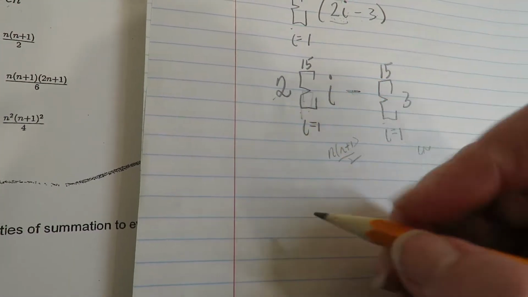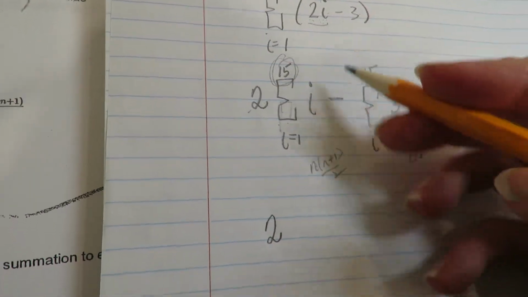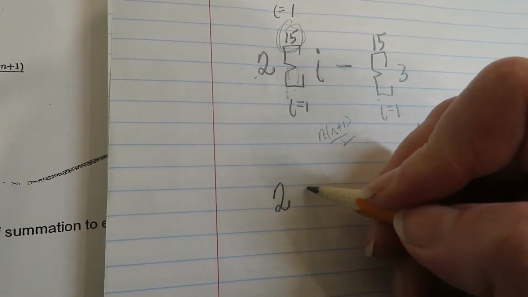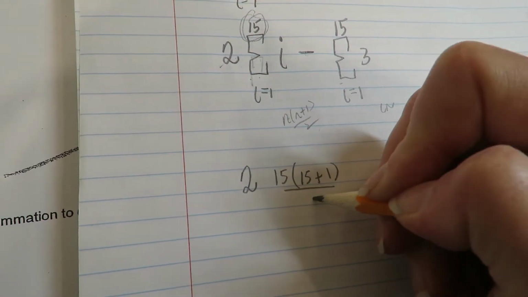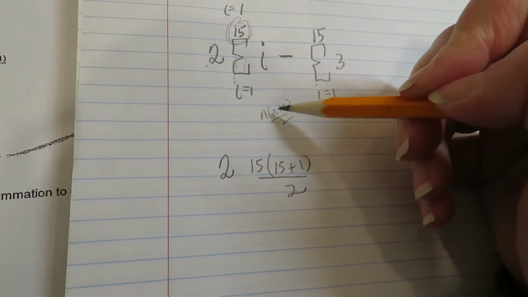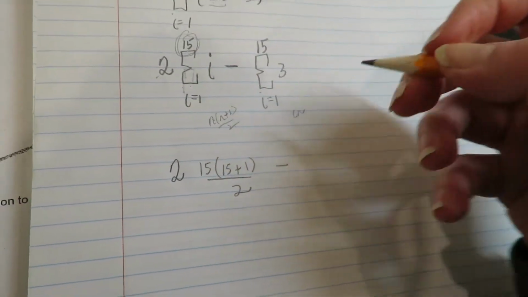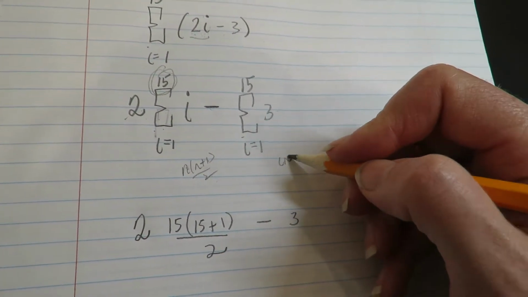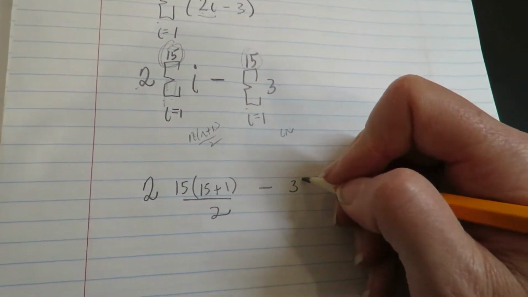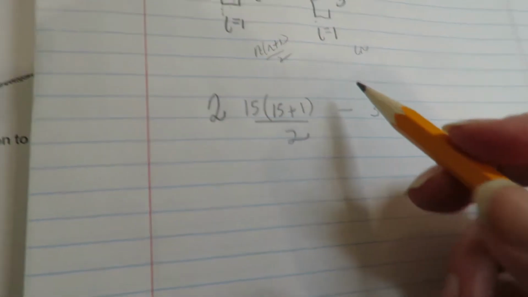So for the first one, you have to make sure it's multiplied by 2. N here is 15. So you're going to have 15 times 15 plus 1 all over 2. That's the first part. Then I have to subtract. Remember, I wrote the little formula here. The constant here is a 3. I have it n times. N again is 15.